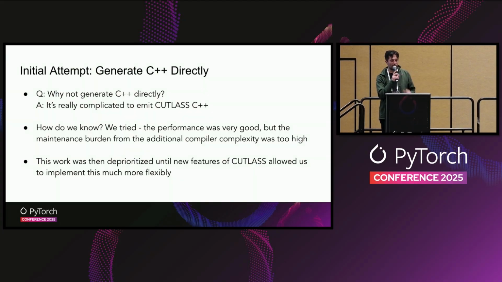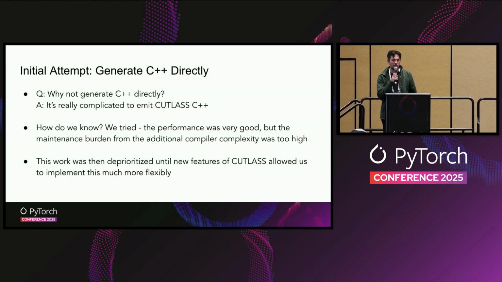Initially, we tried to generate C++ directly, and this didn't really work out well. It's really complicated to emit CUTLASS C++, and I would not want anybody to do that after our experience. But the performance was really good, so directionally, this was the right thing to do, but the maintenance burden from the compiler complexity was too high. And so we deprioritized this work until new features of CUTLASS allowed us to implement this a lot more flexibly.